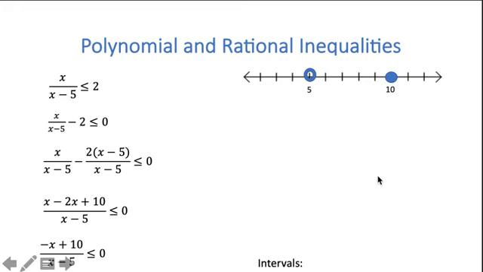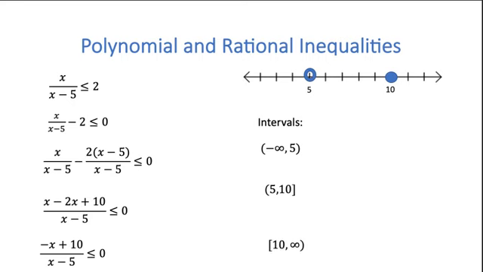Okay, now what are my intervals then? I have 3 intervals. My intervals go from -infinity to 5, not including 5, from 5 to 10, not including 5 but including 10. That's why there's a bracket on 10. And from 10 to infinity. Please pay attention to the parentheses and brackets here. Make sure you understand why I'm using parentheses and brackets.